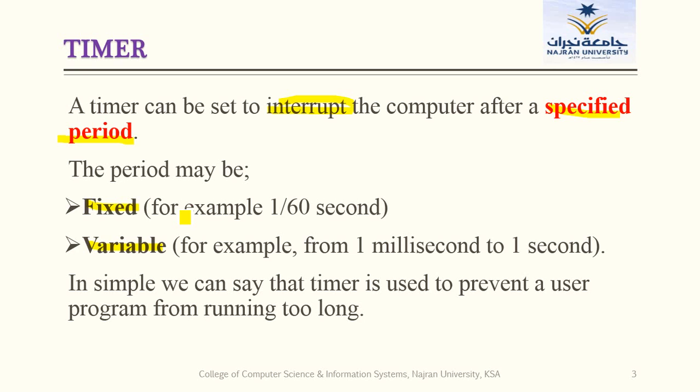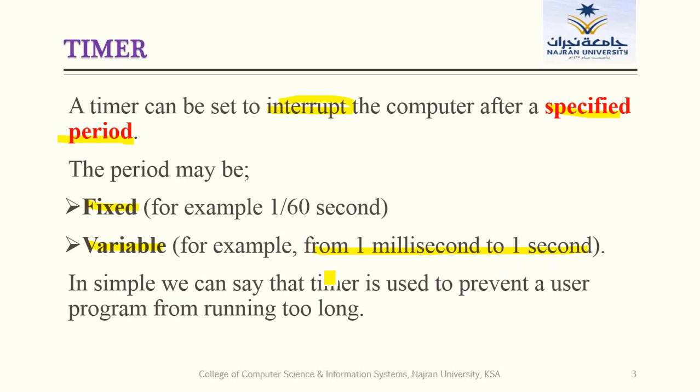This is fixed, like our class time, which is 60 minutes. We are not able to prolong it. In exceptional cases we can, but this is fixed. This is a duration that we have to follow. But in a variable timer, this time varies. For example, here from 1 millisecond to 1 second. So we always have 2 types of timers, fixed and variable.